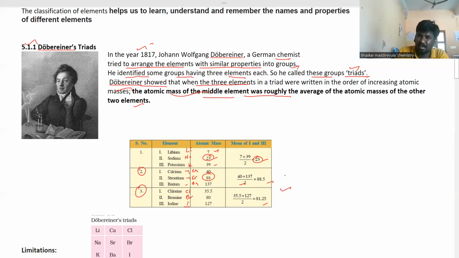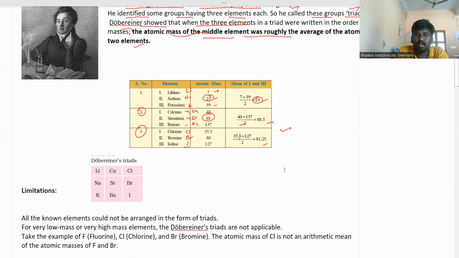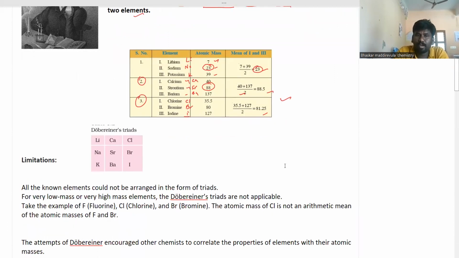Okay, next, there are some limitations with the Dobereiner triad. Now, if you see the limitations, all the known elements could not be arranged in the form of triads. He made only 3 triads. One is lithium, sodium, potassium, that is triad number 1, then triad number 2, triad number 3. He made only 3 triads. This is the first limitation.